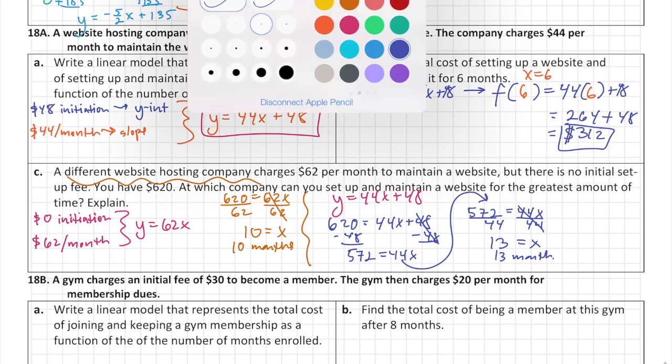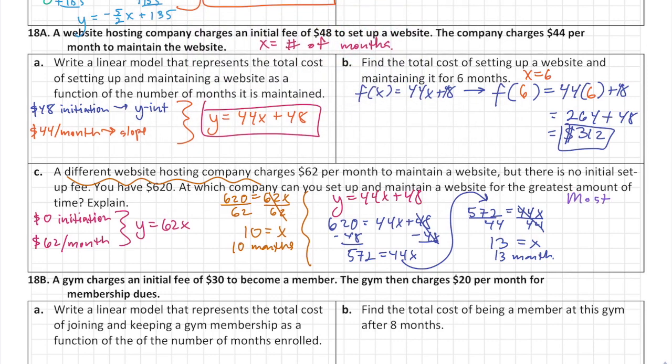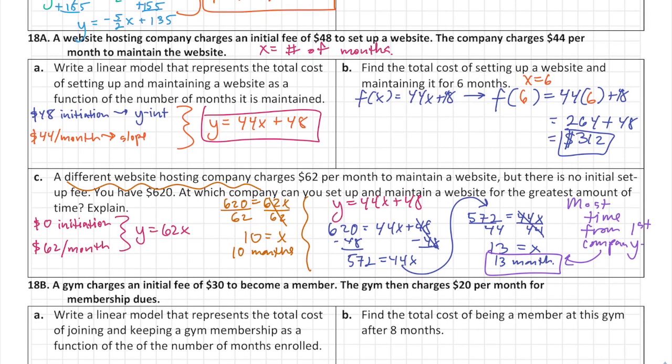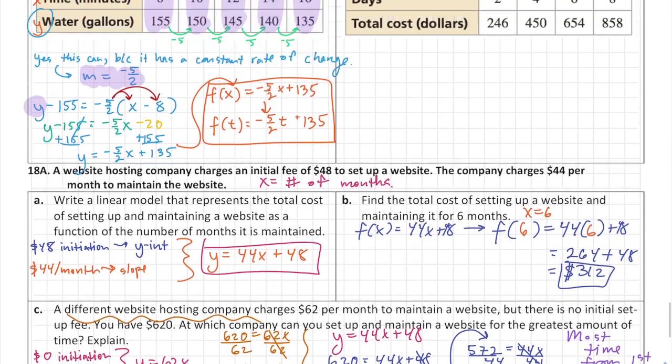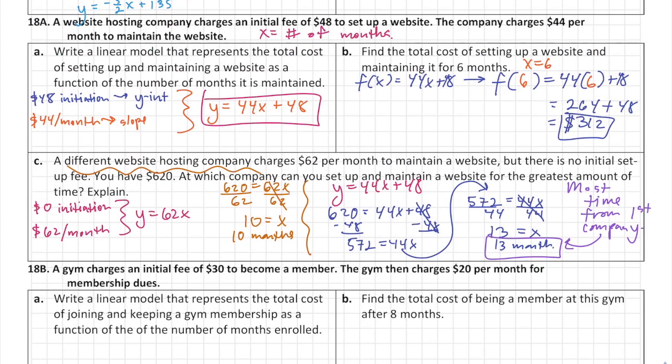Okay, so you would get the most value, most time, I should say, from the first company. And then this work would actually justify it. Explain, and you could say something like, the first company you get 13 months, the second company you would only get 10 months. Okay? Last two definitely a bit more of an explanation going on, but those are really the only two word problems on the test. And that's it.